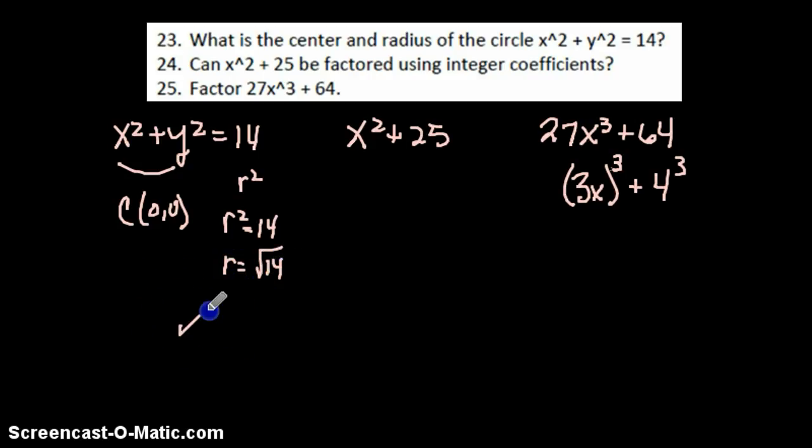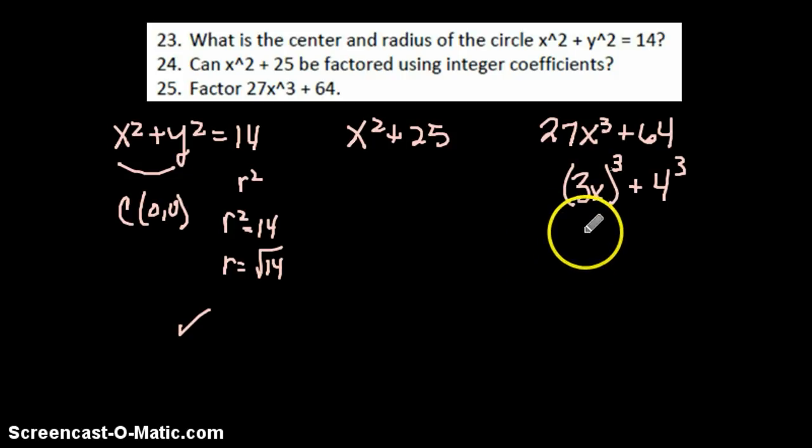So that's question 23. Question 24, can x squared plus 25 be factored using integer coefficients? No. If that was x squared minus 25, we may be able to factor that, but we cannot with x squared plus 25.